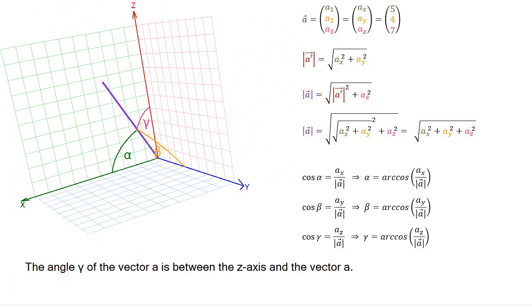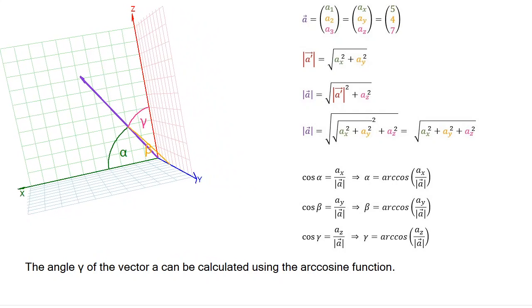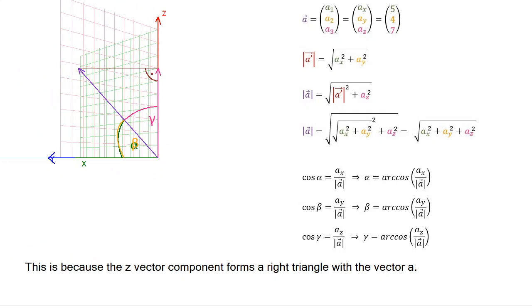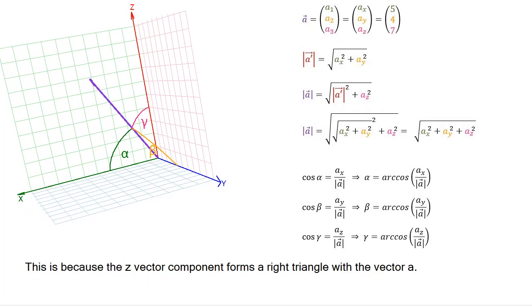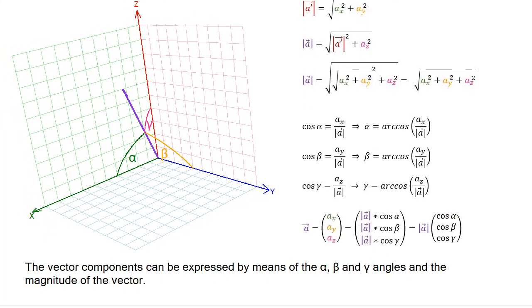The angle gamma of the vector A is between the z-axis and the vector A. The angle gamma of the vector A can be calculated using the cosine function. This is because the z-vector component forms a right triangle with the vector A. The vector components can be expressed by means of the alpha, beta and gamma angles and the magnitude of the vector.